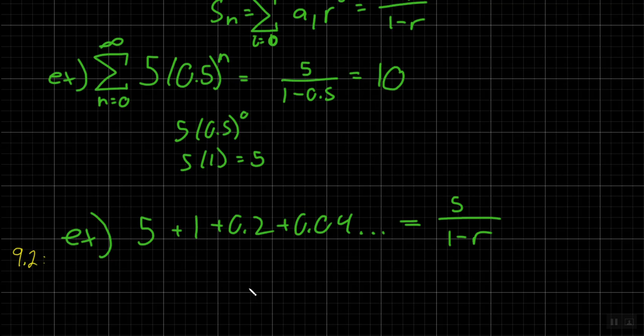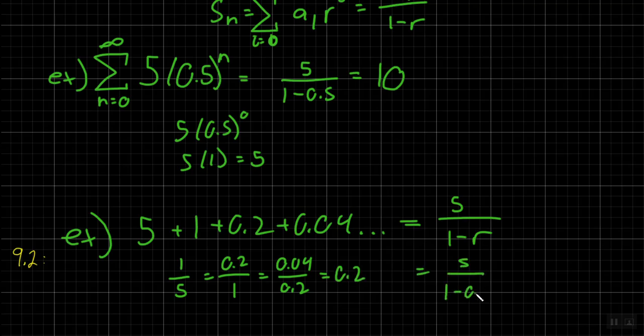Yes, so geometric means a constant ratio. We take our second term divided by our first term, and it should equal the same thing. Our third term divided by our second term equals the fourth term divided by our third term. They should all equal the same thing. And what does this all equal? Yes, 0.2. So this should be 5 over 1 minus 0.2. And what does that equal?